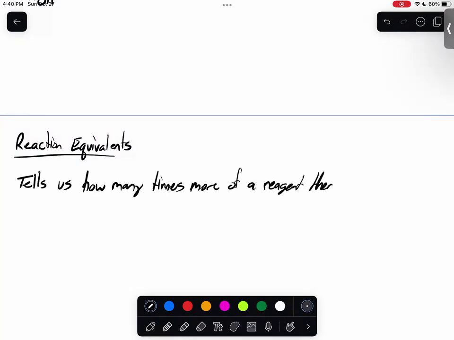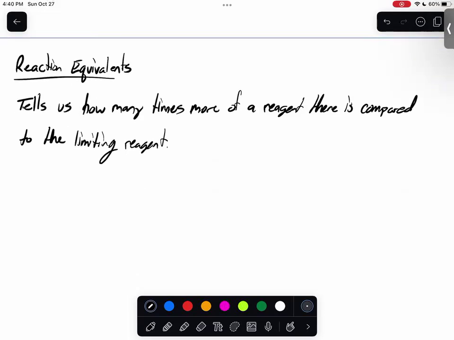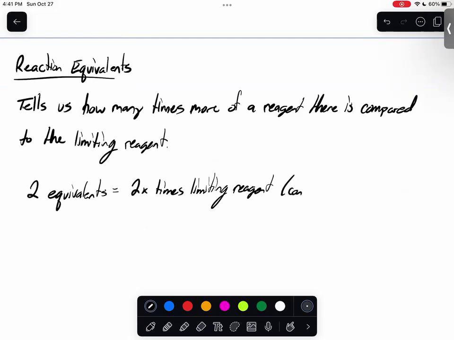And the reason this matters is because some structures can do multiple reactions from a single type of reagent, right? And so what this means is when we're looking at this, one equivalent means that the thing is going to do a single reaction. But if we add something like two equivalents, right, two reaction equivalents, that means that it is two times the limiting reagent and thus can do two reactions.